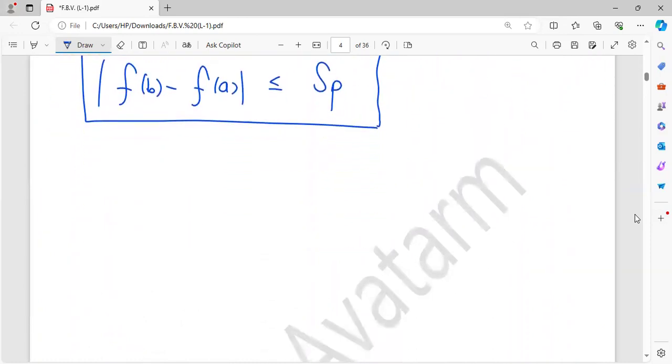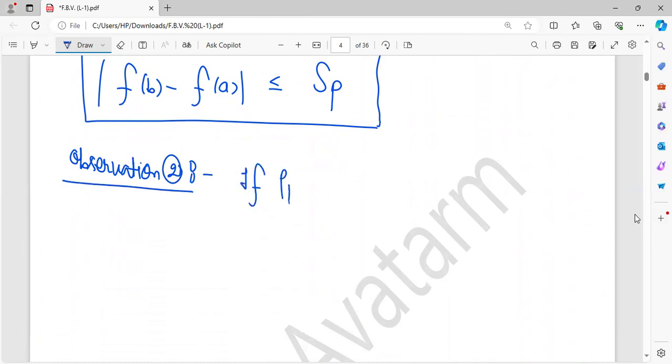Now, observation 2. If the partition P1 is a subset of P2, then S_P1 is less than or equal to S_P2.